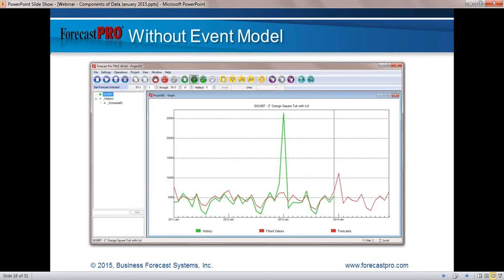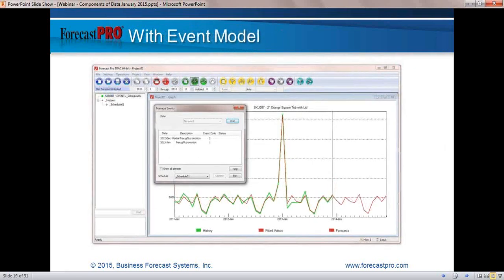If we forecast it, or we model it, here's an example where we build what's called an event model, which has knowledge that these events occurred, and we get a forecast where we assume the event is not occurring in the future, which is much more typical demand for this item.